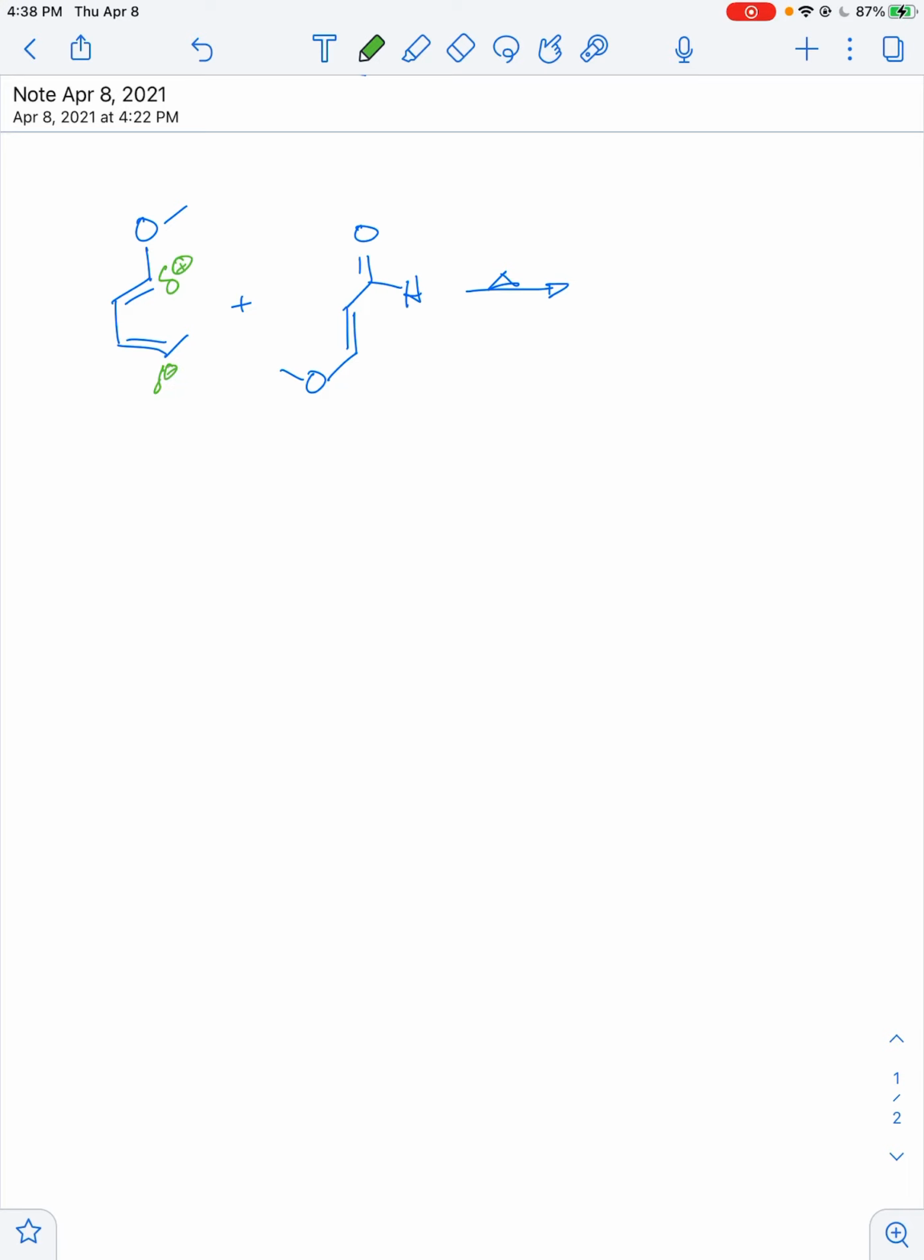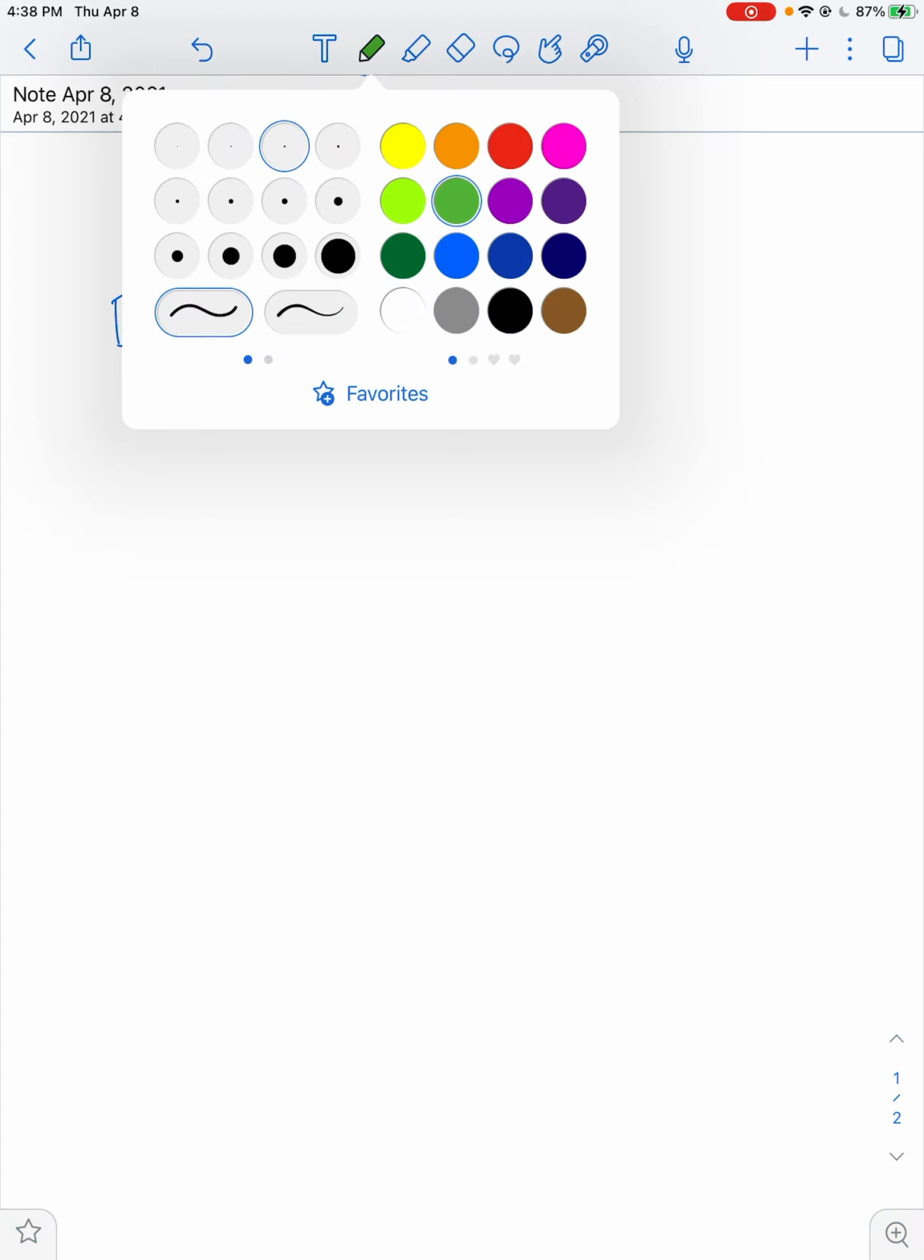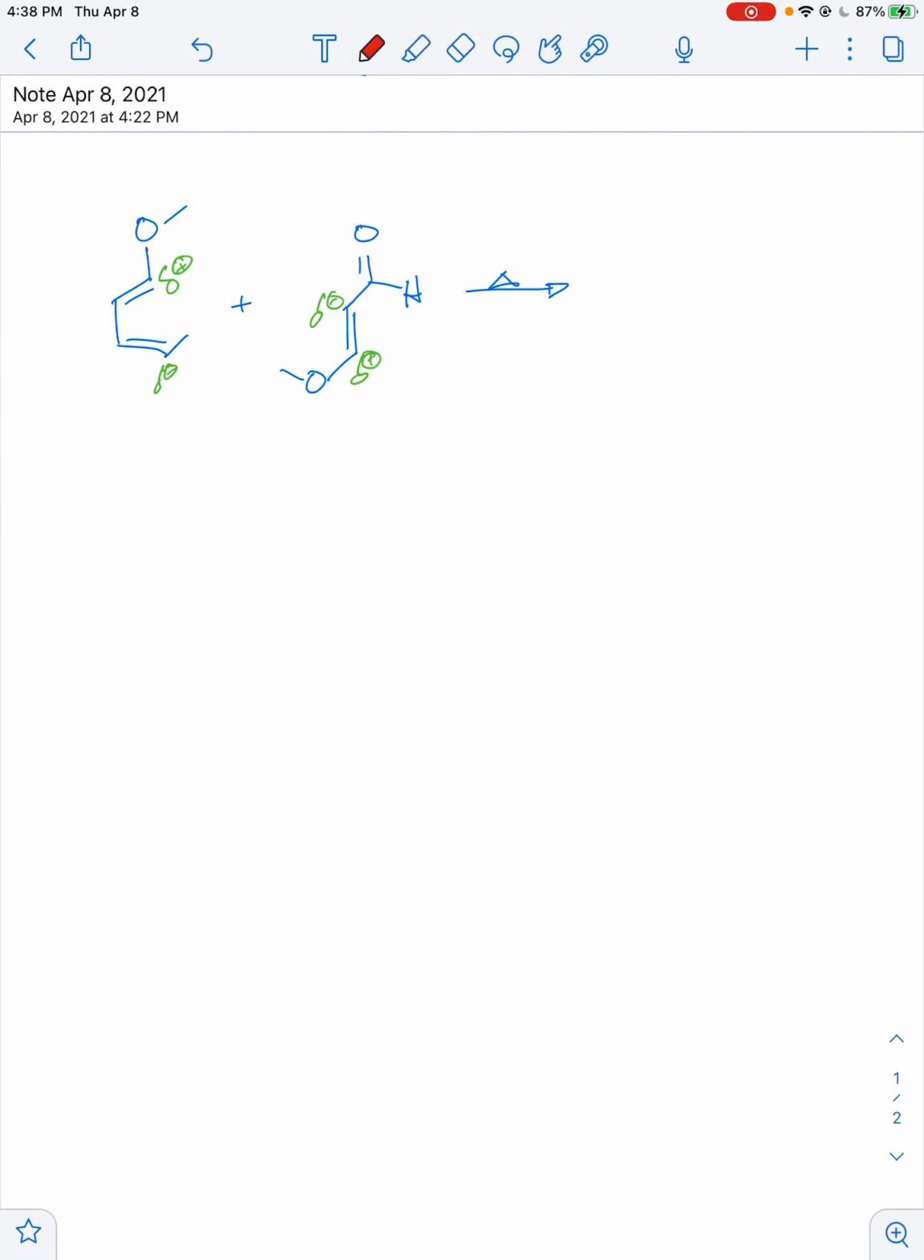And if we're looking on this side, again we have a donating group right here, partial positive, and then we have an electron withdrawing group right here, partial negative. Cool, so we don't have to change the configuration of anything because our charges line up right here. From there, I just draw the arrows. So for Diels-Alder, it's basically these three arrows most of the time.